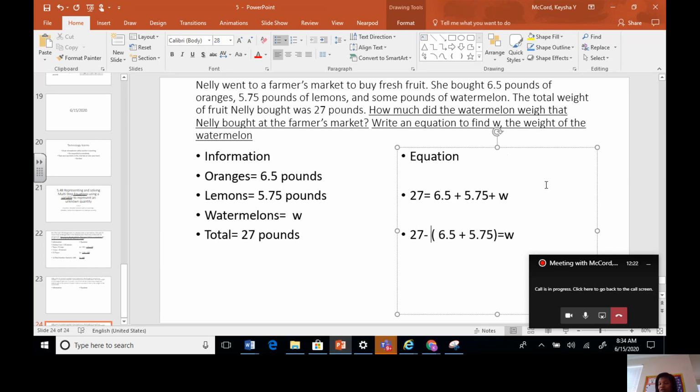Again, we're following the order of operations rules. And I'm going to underline it. That's going to be 27 minus 12.25 equals W. That's my last step. And my W will be 14.75. That's a large watermelon, okay?